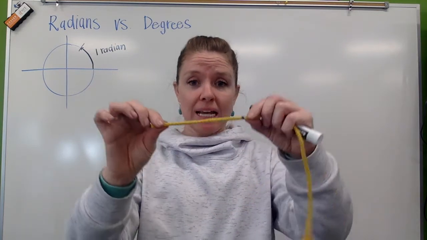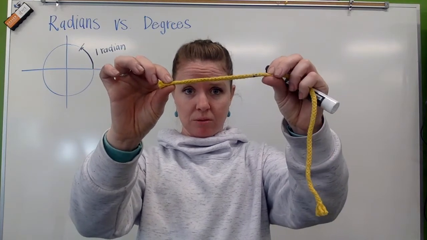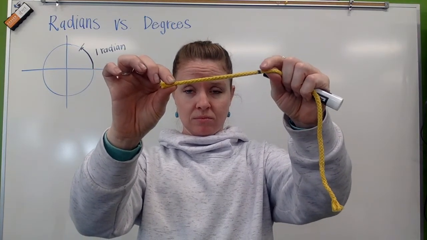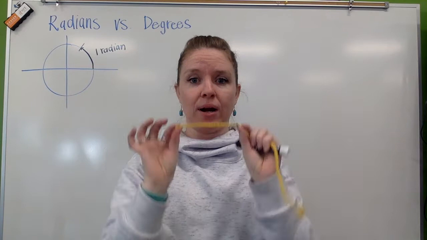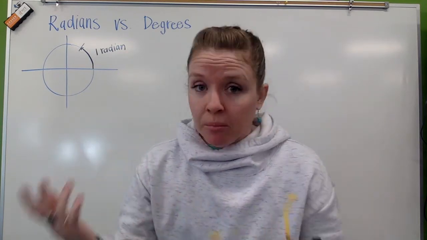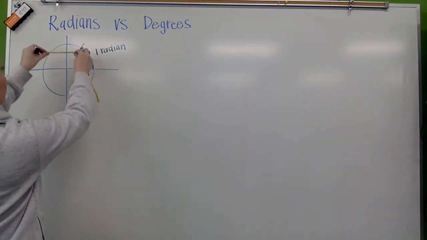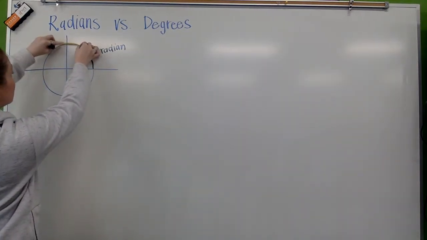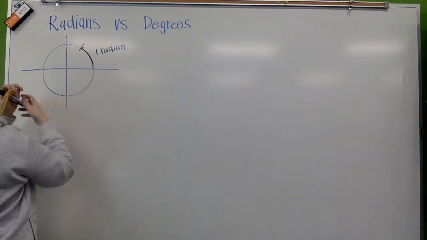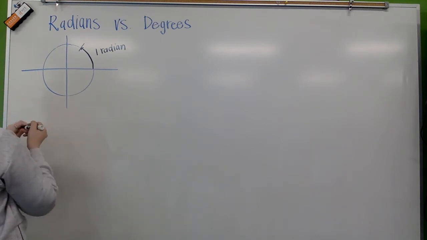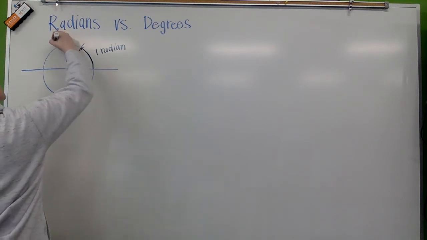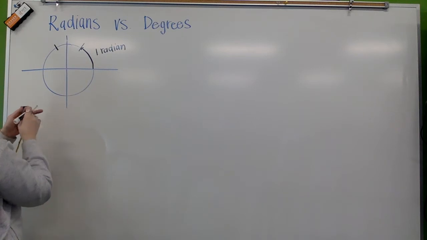So this is my radius right there. See, I've got the blue tick mark. That's one radius around the outside. But again, why is that so cool and why do we use radians? So let's take a look here. So we've got one. Let's measure. That's about two. About right here. So there's two radians.